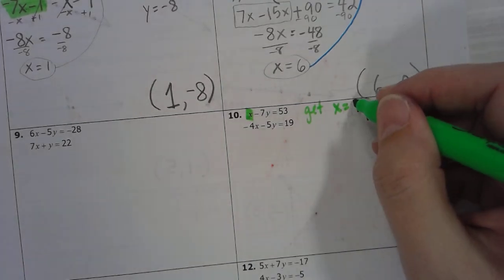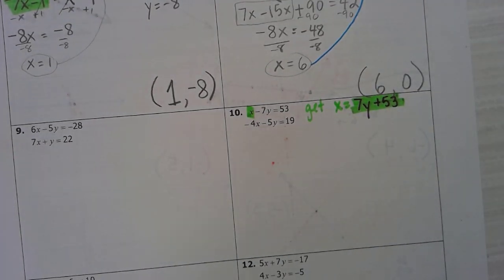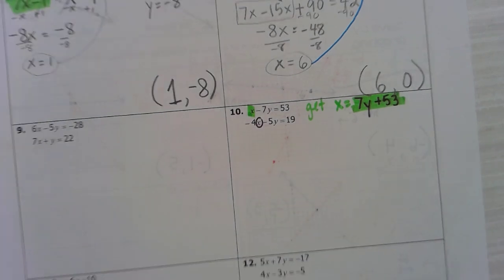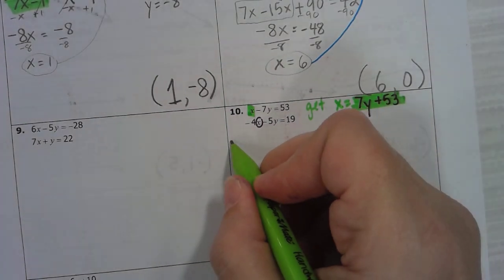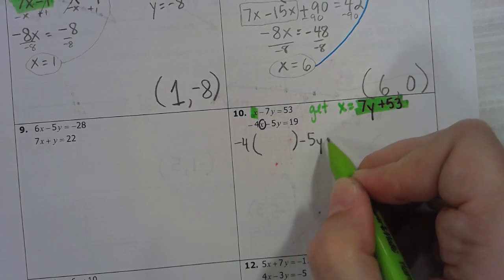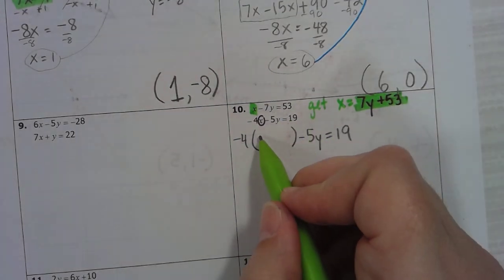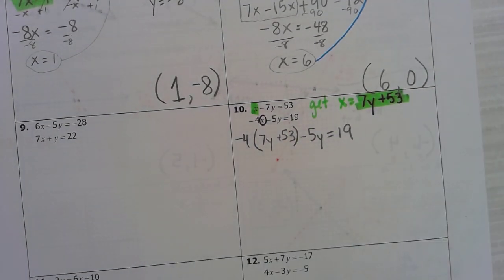Okay, so all of this stuff now is going to go in place of which letter? X, in this equation down here. So right here where the x is, I'm going to put parentheses. I'm going to shove all that stuff in its spot. Negative 4, big old parenthesis, take away 5y equals 19. And inside that parentheses, 7y plus 53.